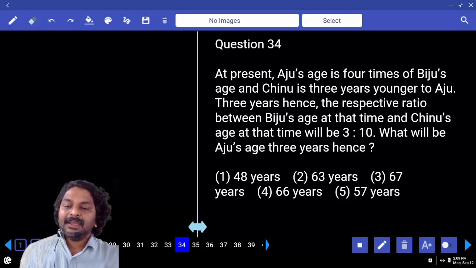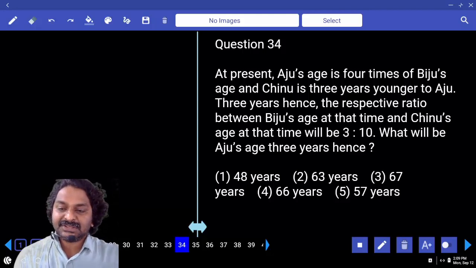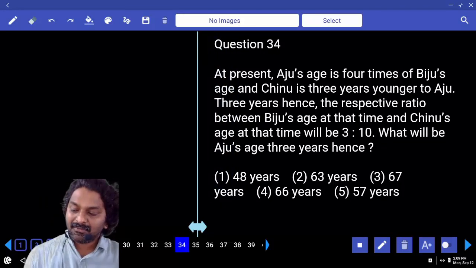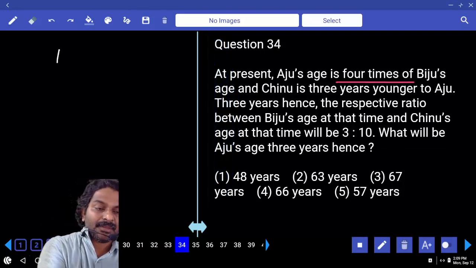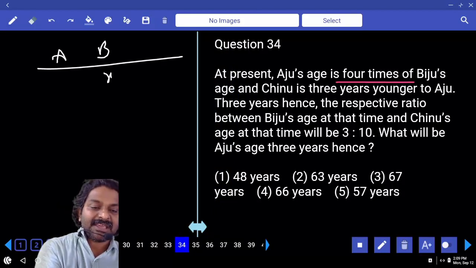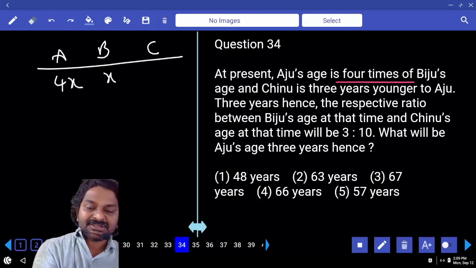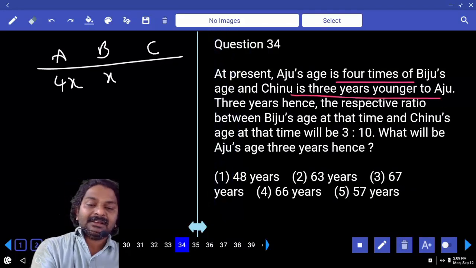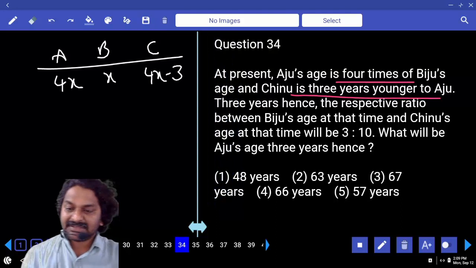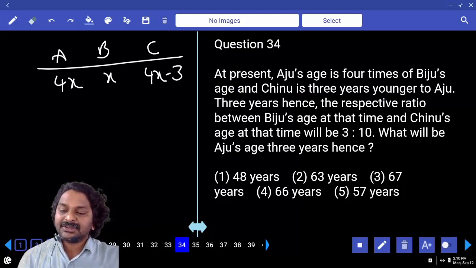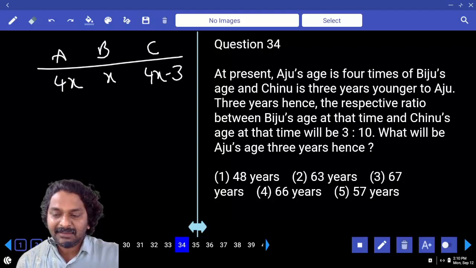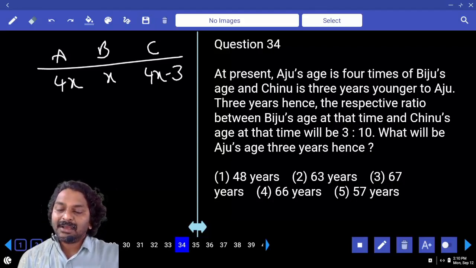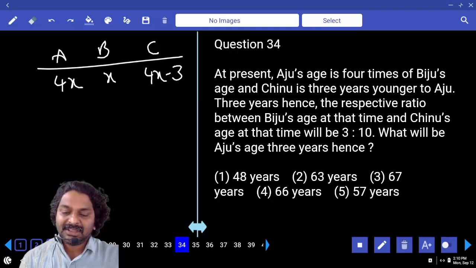Next, 34. At present, Aju's age is 4 times Biju's age. Chintu is 3 years younger than Aju. If Biju's age is x, it is 4x, and Chintu is 3 years younger, that is 4x minus 3. 3 years hence, the respective ratio between Biju's age at that time and Chintu's age at that time will be 3:10. What will be Aju's age 3 years hence? After 3 years.